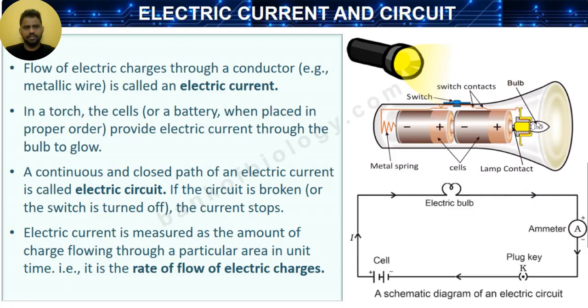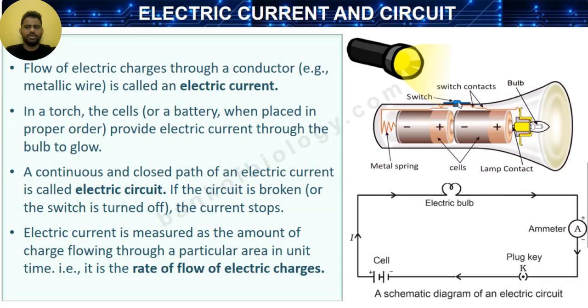Okay? A continuous and closed path of an electric current is called an electric circuit. If the circuit is broken or if the switch is turned off, the current stops because the flow of current gets disrupted. How is electric current measured? It is measured as the amount of charge flowing through a particular area in unit time. So it is the rate of flow of electric charge. In very simple terms, we can say that electric current is the rate of flow of electric charge.